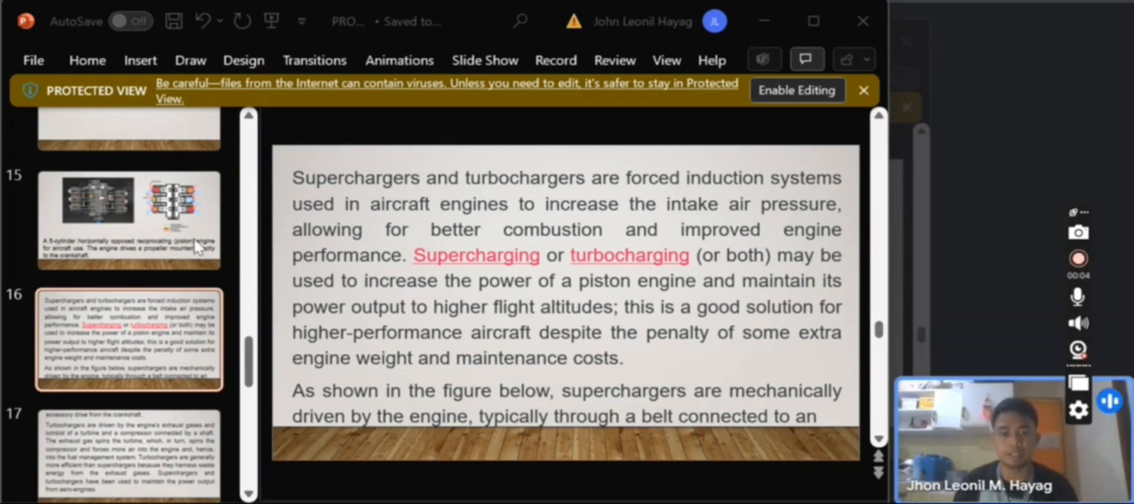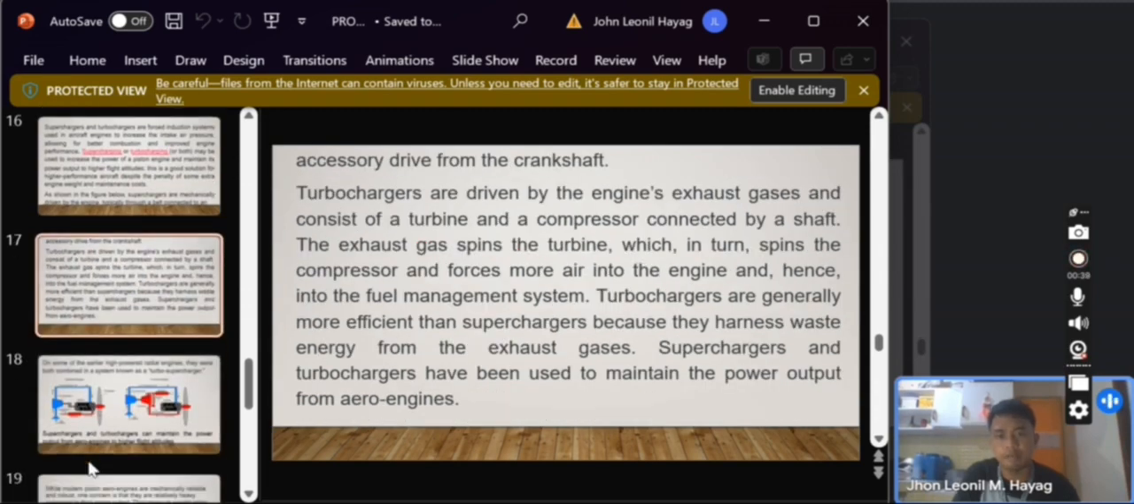Superchargers and turbochargers are forced induction systems used in aircraft engines to increase the intake air pressure, allowing for better combustion and improved engine performance. Supercharging or turbocharging may be used to increase the power of a piston engine and maintain its power output to higher flight altitudes. This is a good solution for higher performance aircraft despite the penalty of some extra engine weight and maintenance cost. As shown in the figure below, superchargers are mechanically driven by the engine through a belt connected to an accessory auxiliary drive from the crankshaft.